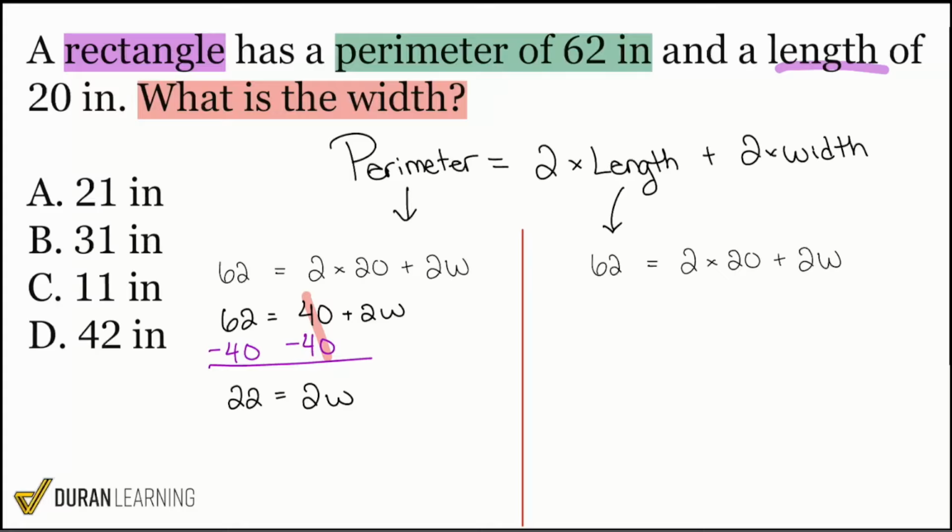Remember, when you have these values, these numbers here just plugged next to each other, that means that we're multiplying those values together. So that's 2 times W. And so we'll do the opposite of that by dividing by 2 on both sides, and then we get W by itself after canceling out. W equals 11. So there's our answer, it's 11.